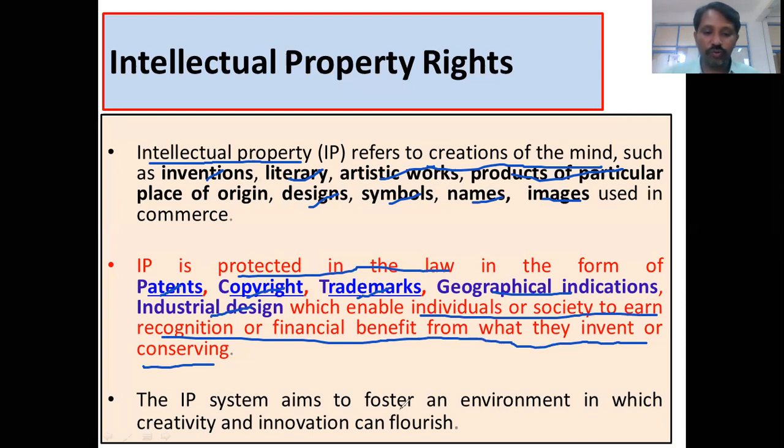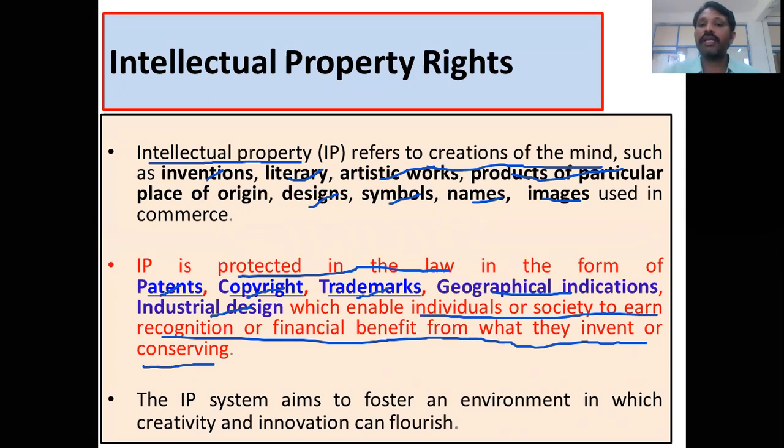The IP system aims to foster an environment in which creativity and innovation can flourish. So it is doing two things. One is benefiting the creator with recognition as well as financially. But there is also one more advantage with the IP system: once the patent is granted, that document becomes public property. Anybody can read it and from that point they can use it as inspiration to create new things or to refine the old ones, right? So it motivates society to invent more things, right?